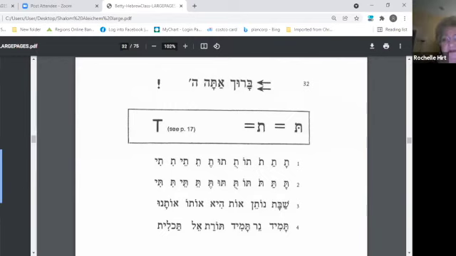Everybody else? Is this page just a review of the Tav that we learned, I guess on page 17? Yeah, it's a review, but the reason they're giving it to you now is because of what's at the top of the page: Hashem, or if you're comfortable, Adonai. Page 17 says Hashem, or 23 says Adonai.